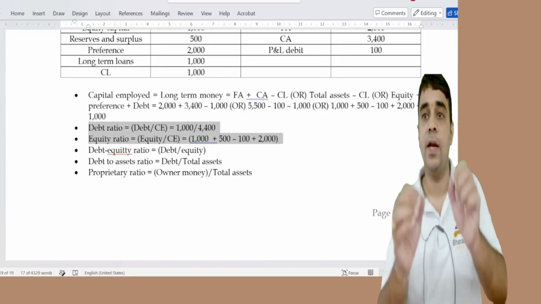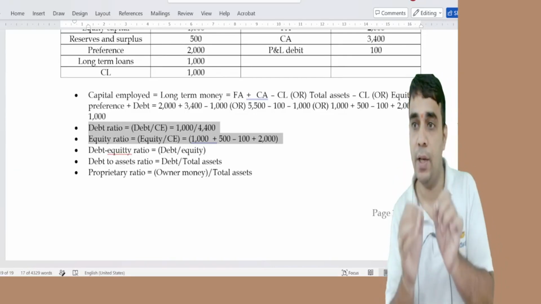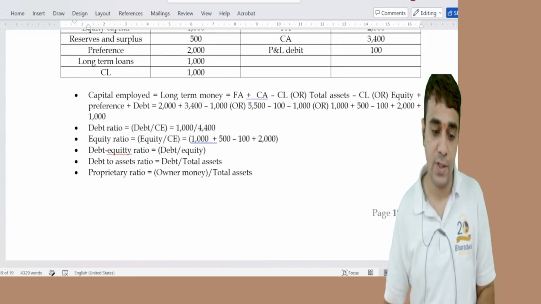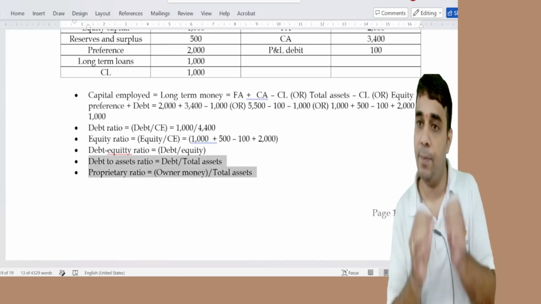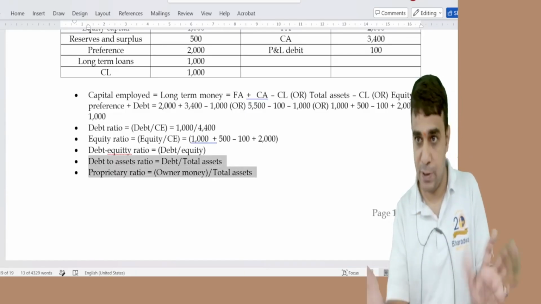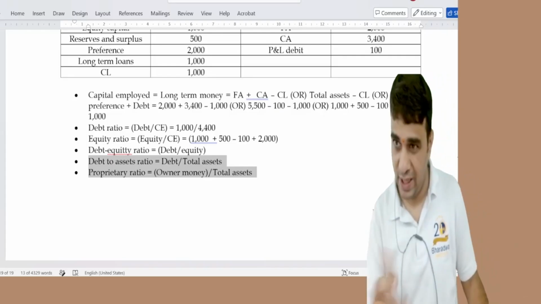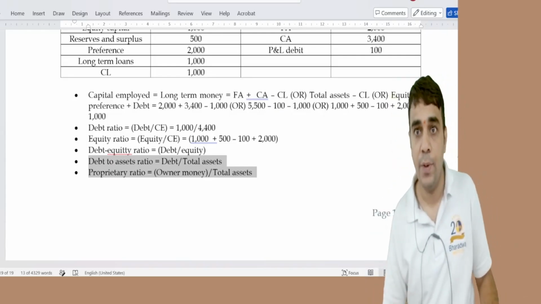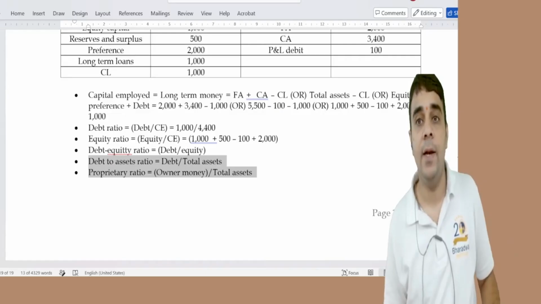Debt ratio, equity ratio: debt by capital employed, equity by capital employed. Debt to asset ratio, proprietary ratio: debt by total assets, equity plus preference. Preference may get added there. Mostly it gets added in the proprietary ratio. Okay. Equity plus preference divided by total asset.